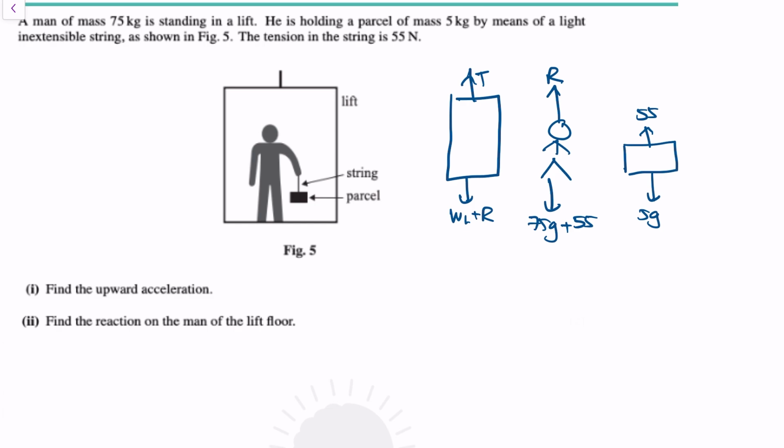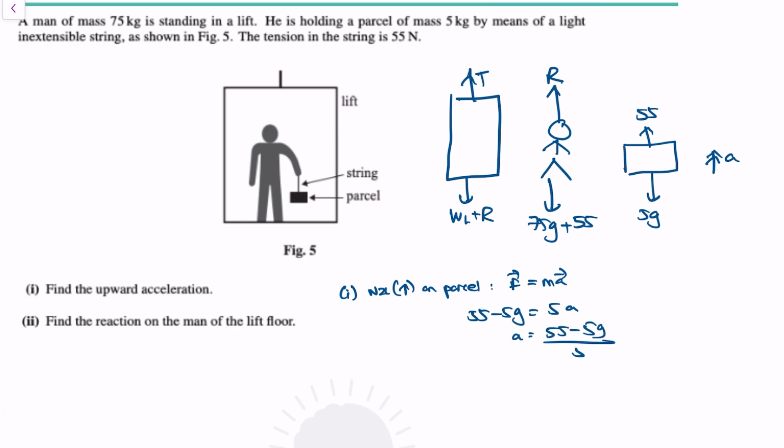So for the parcel, because we know the resultant force, it will help us find the acceleration. Part 1: Newton's second law applied vertically on the parcel. The resultant force is equal to mass times acceleration. The acceleration is moving up, so the resultant force 55 minus 5g must be equal to 5 times acceleration, which means acceleration is (55 minus 5g) divided by 5, which is 1.2 meters per second squared.